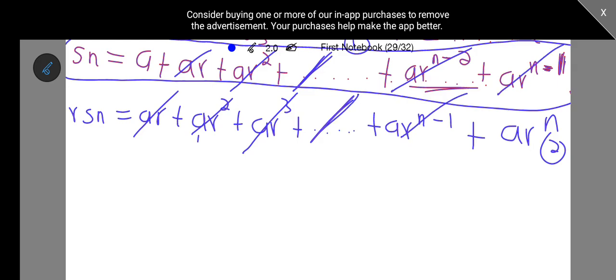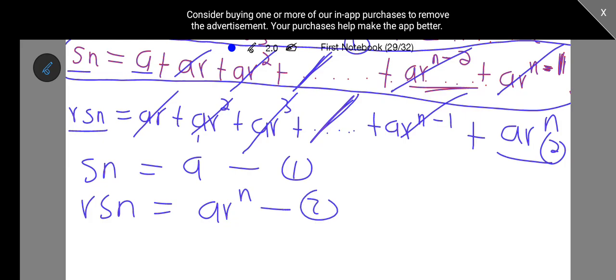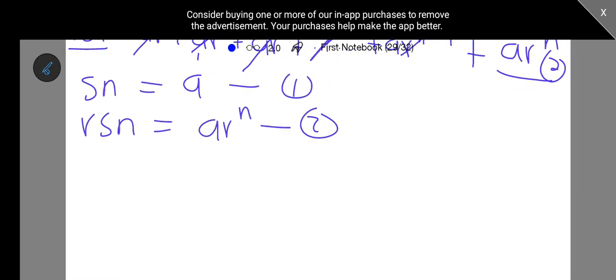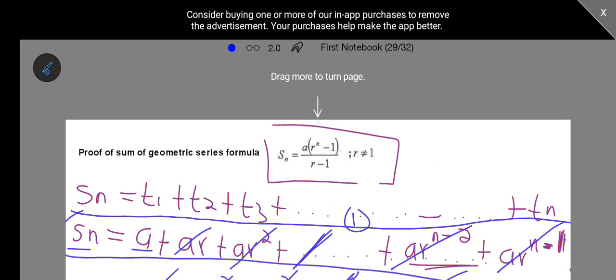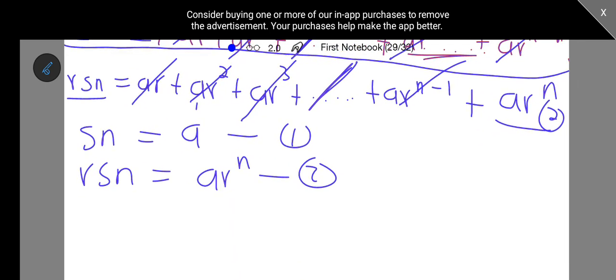And what we are left with is Sn and A. We are left with Sn and A, Rsn and AR to the power of n. So that's what we are left with. We can see that Sn is equal to A, that is from the first equation. And then Rsn is equal to AR to the power of n, and that is from equation number 2. So they said we must prove R to the power of n minus 1, and below we must have R minus 1.